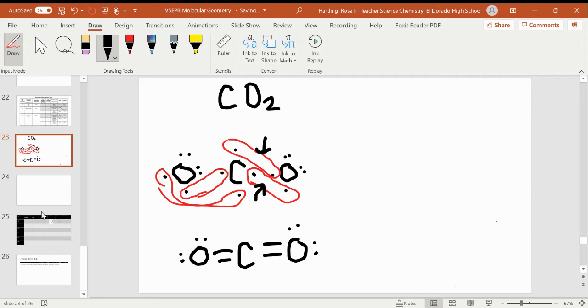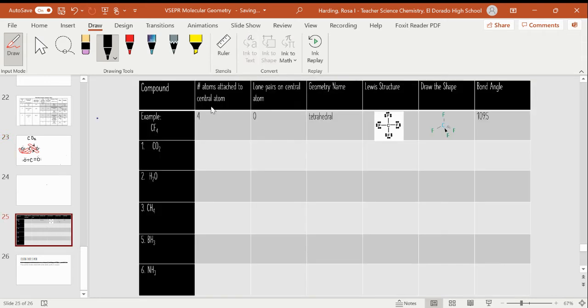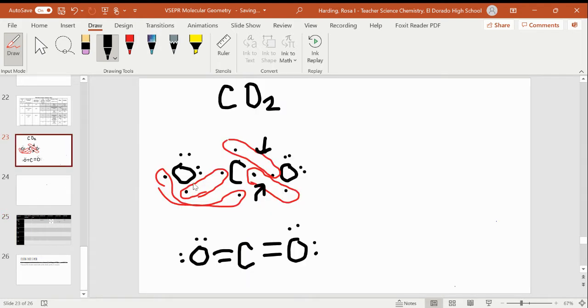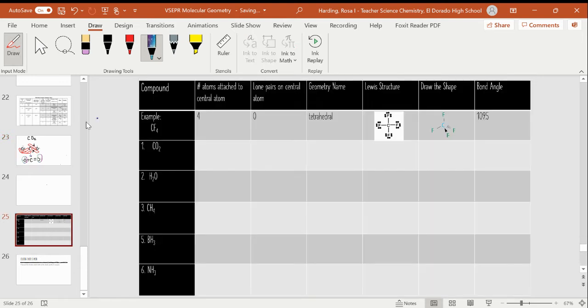Once we have that done, that's when we can start answering the questions. The question is asking how many atoms are attached to the central atom. Well, let's look. We have this one attached to the central atom, and the central atom is the one in the middle, and this one's attached. So we have 2 atoms attached to the central atom. We're going to write that there are 2.